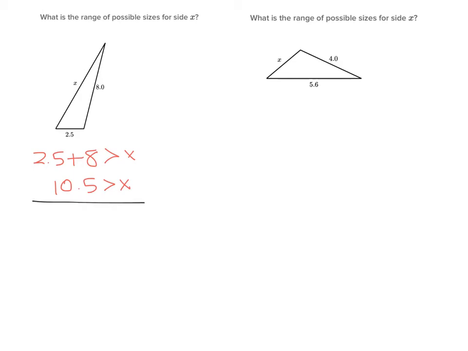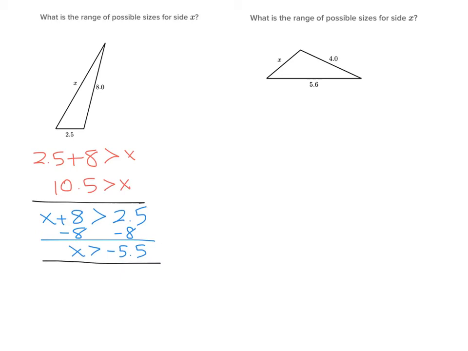Now, I also know that x plus 8 has to be greater than 2.5. To solve this one, I'm going to have to subtract 8 from both sides. And here I get x is greater than negative 5.5. But I know x has to be greater than a negative number, right? So this one actually doesn't give me a ton of information.